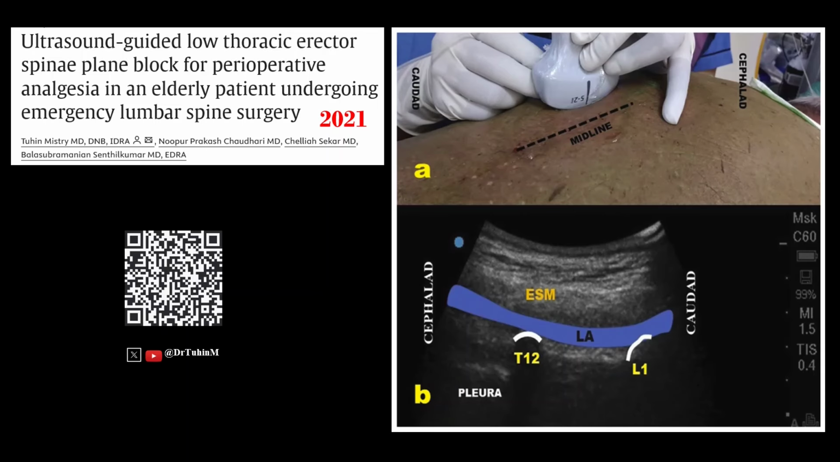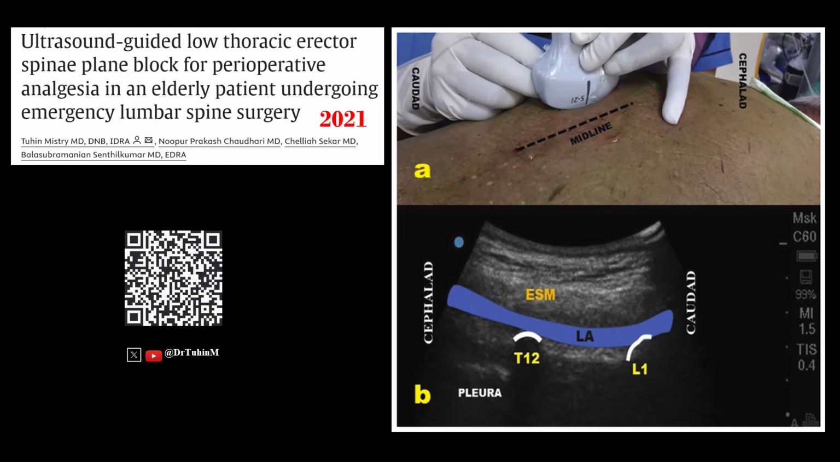Now, what we will do for the upper lumbar region, there we use the lower thoracic region like T10, T11 or T12 level erector spinae plane block. So that takes care of the upper lumbar region like L1, L2 up to L3. Our practice of erector spinae plane block is now limited to only specific lumbar region surgery.